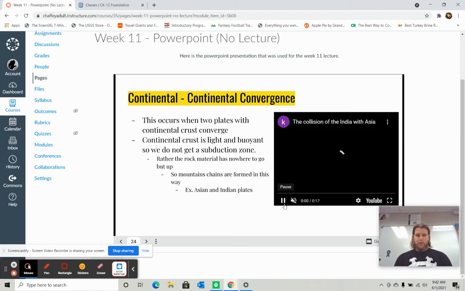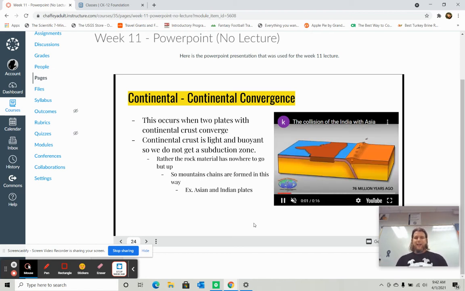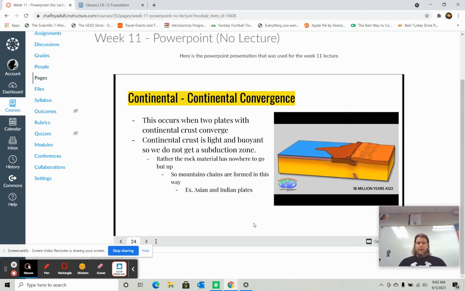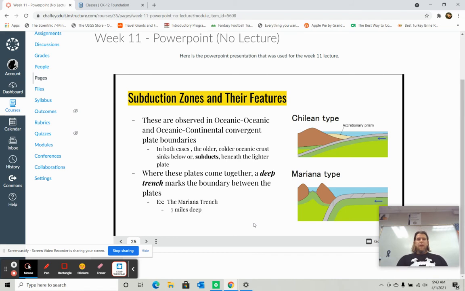And so this should show us a nice little, so this is India colliding with Asia, and what would create the Himalayan mountains, of which Mount Everest is a part of. So we saw at first it was that subduction zone, but then when the two continental crusts come together, all they can do is go up because they can't sink below one another. So these are just a couple of different types of subduction zone features.